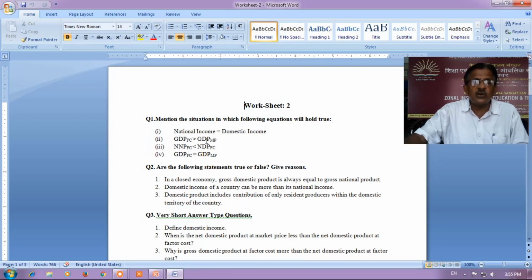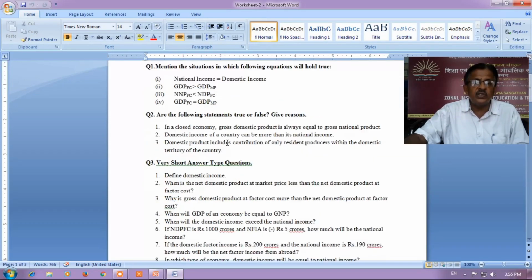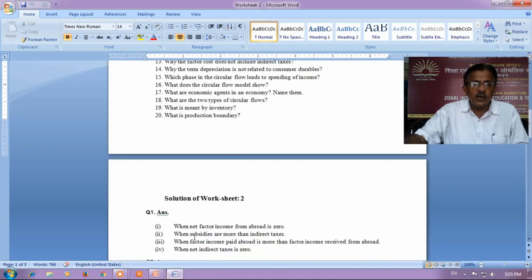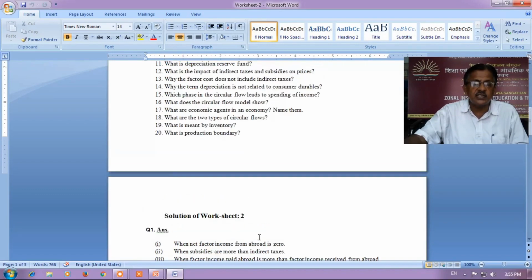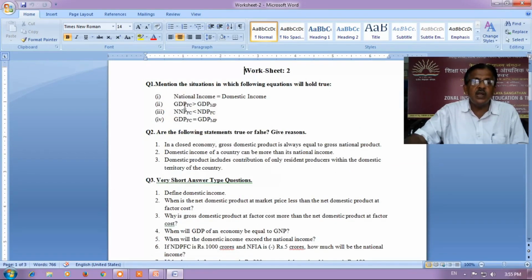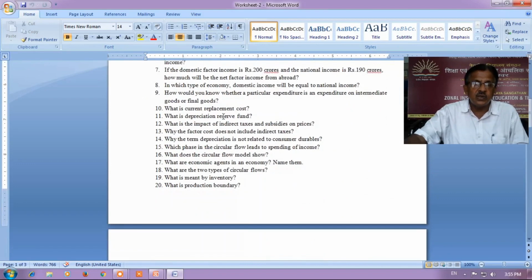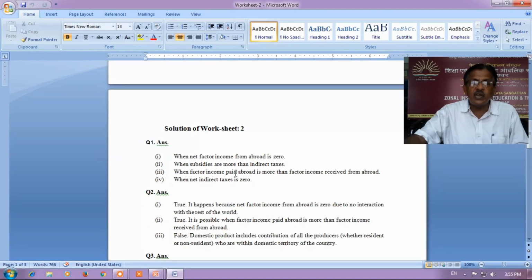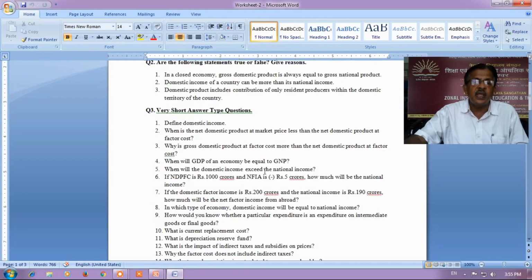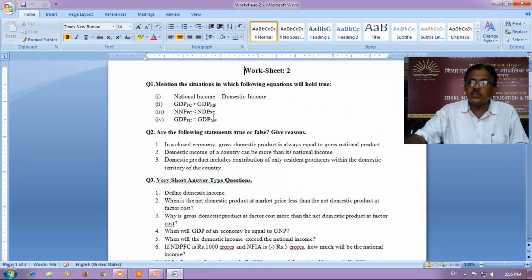So GDP at factor cost is greater than GDP at market price. In which situation? When subsidies are more than indirect taxes. When subsidies are more than indirect taxes, at that time GDP at factor cost will be greater than GDP at market price. NNP at factor cost is less than NDP at factor cost. So number 3, when factor income paid abroad is more than factor income received from abroad, at that time NNP at factor cost will be less than NDP at factor cost. That is, national income will be less than the domestic income.